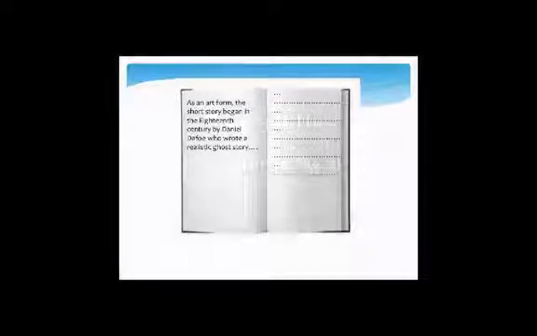Here's an example from a textbook. It's the short story. As an art form, the short story began in the 18th century by Daniel Defoe, who wrote a realistic ghost story. Well, there's a lot of statements in here. Let's take a look. Here's the statement. As an art form, the short story began in the 18th century. What's the question? Answer, when did the short story as an art form begin? Answer, 18th century.